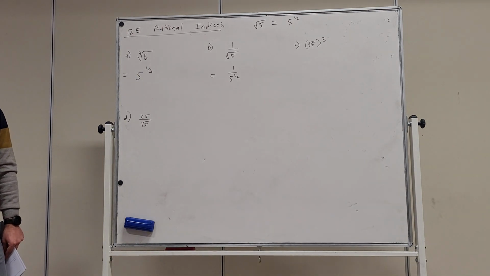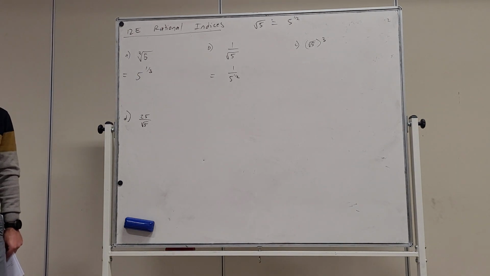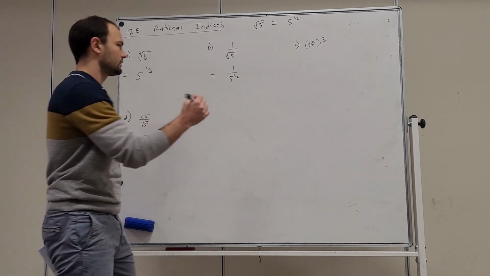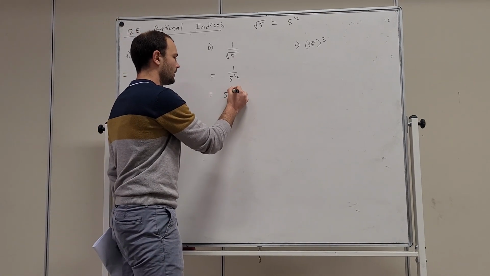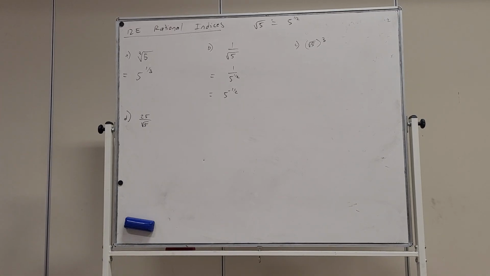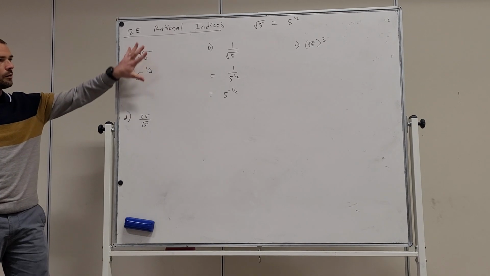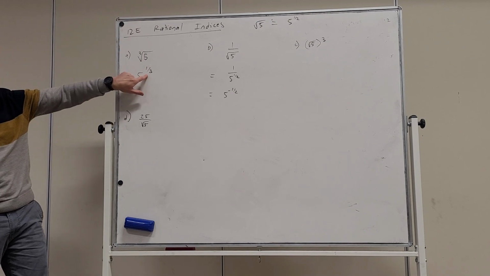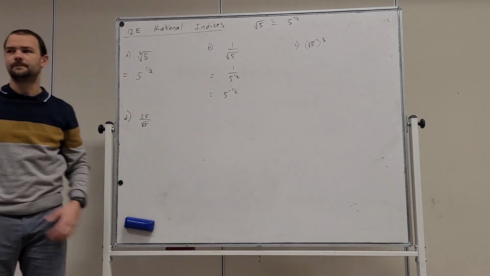And then what we'll do is we'll take that to the top of a fraction, right? So we'll make it 5 to the power of minus half. Okay, we'll take it to the top by making the power negative. So you can see, how are we answering these questions? We're expressing them as a single power of 5.